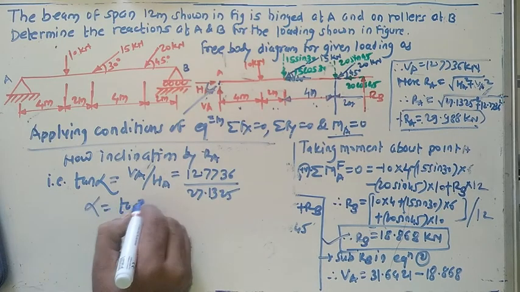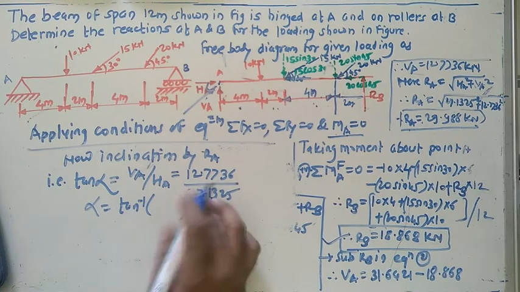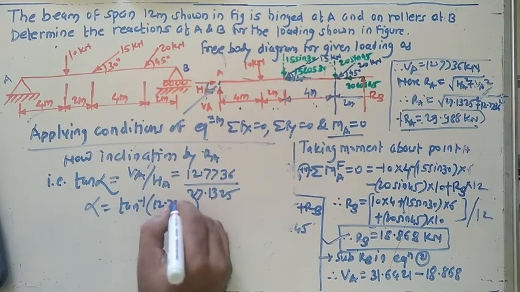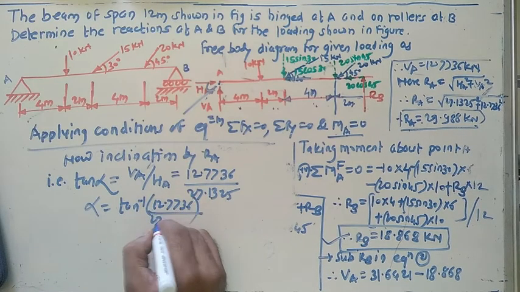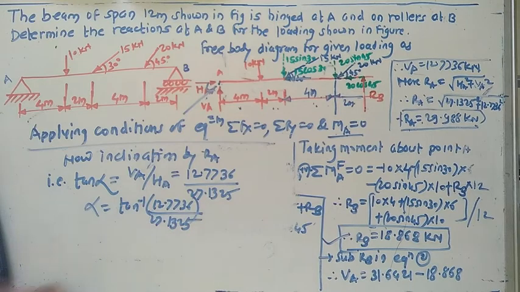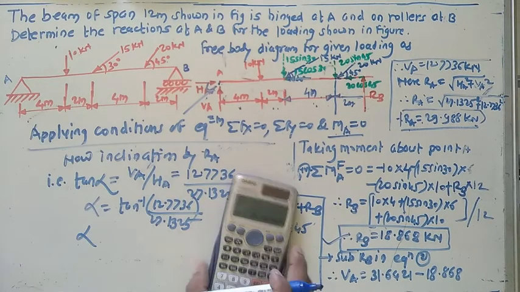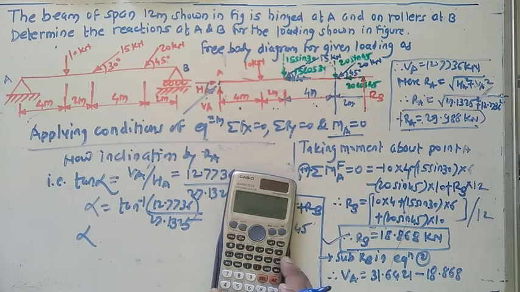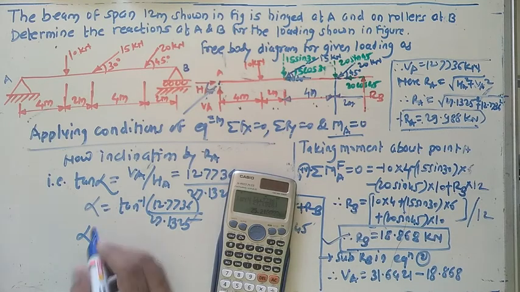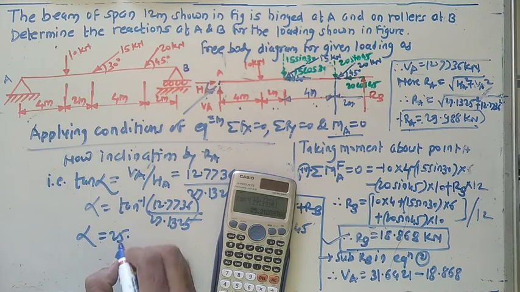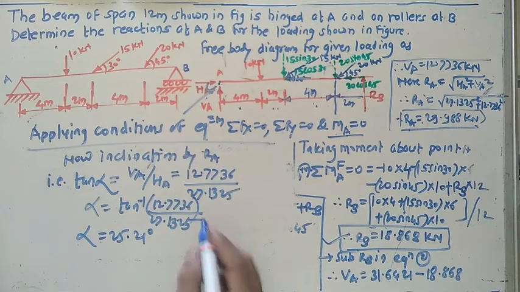Alpha is nothing but the tan inverse of 12.776 divided by 37.85. So alpha equals 12.77 by 37.5, and from this we get alpha equals 25.21 degrees. And last, you can just show your answer.